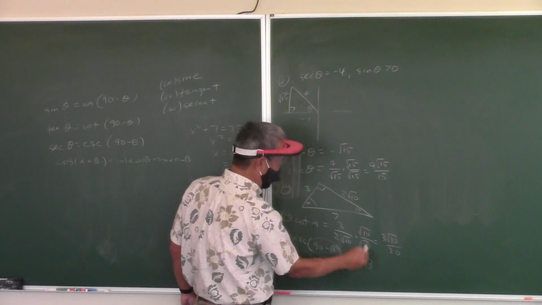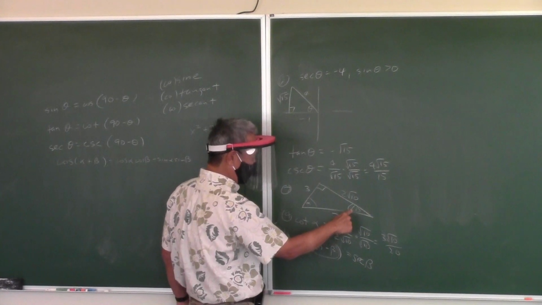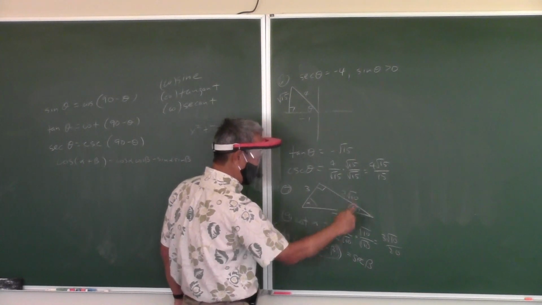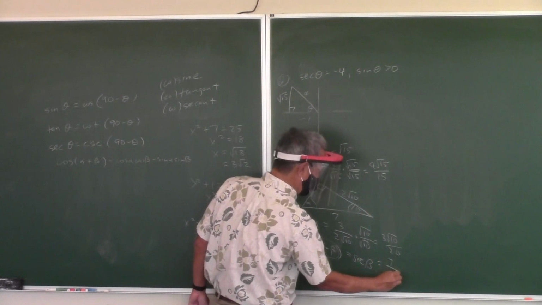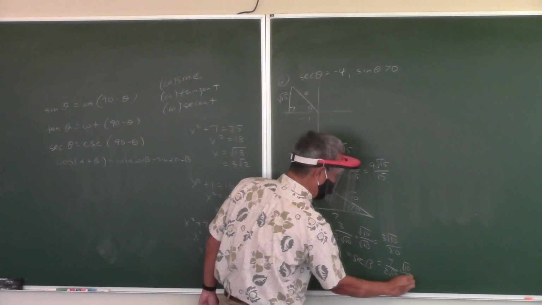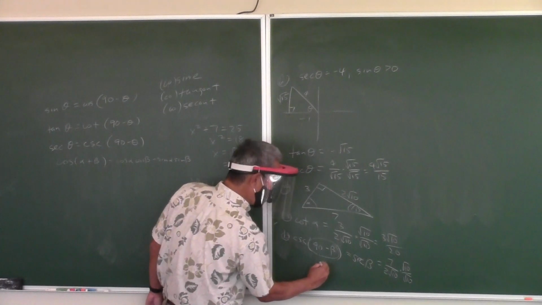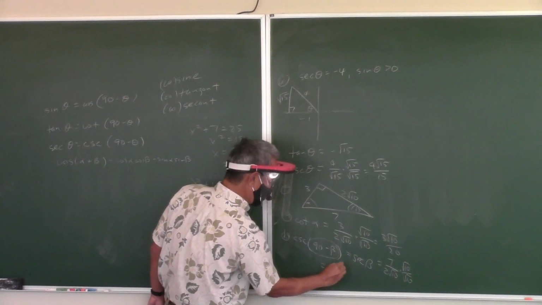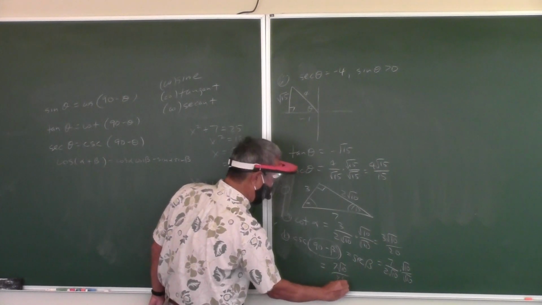So secant beta, well here's angle beta. Secant is what? Hypotenuse over adjacent. So hypotenuse over adjacent, multiply top and bottom by radical 10. Final answer, it says 7 root 10 over 20.